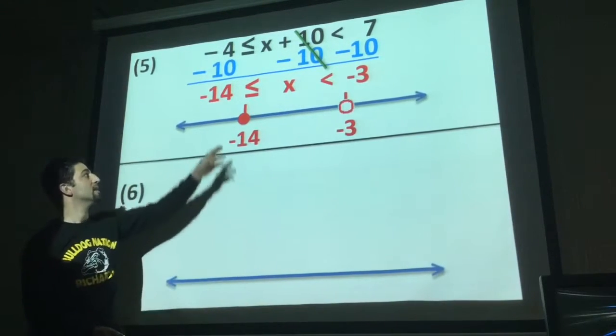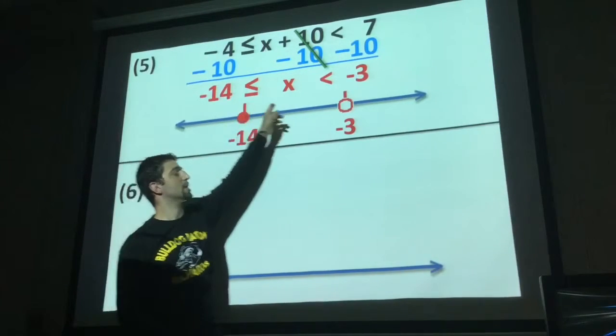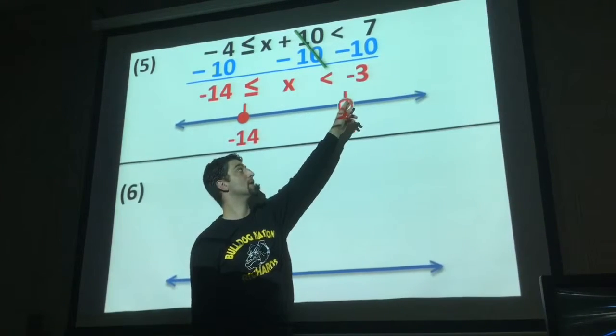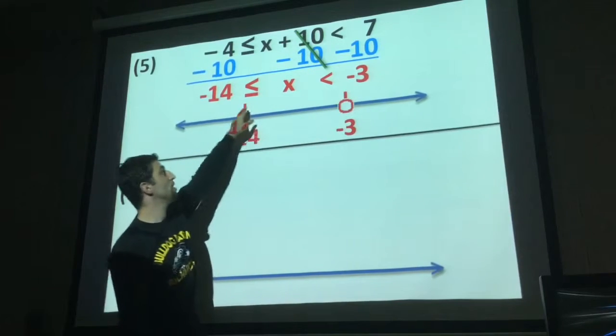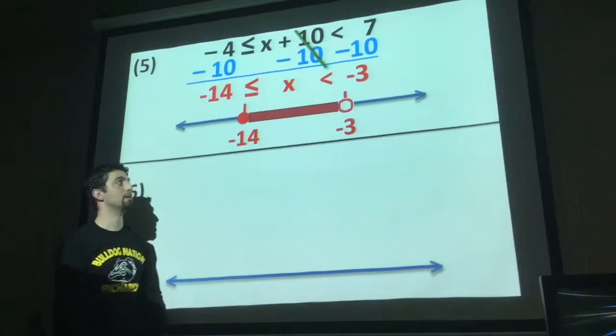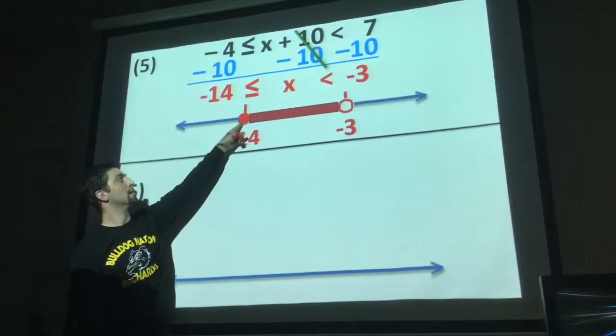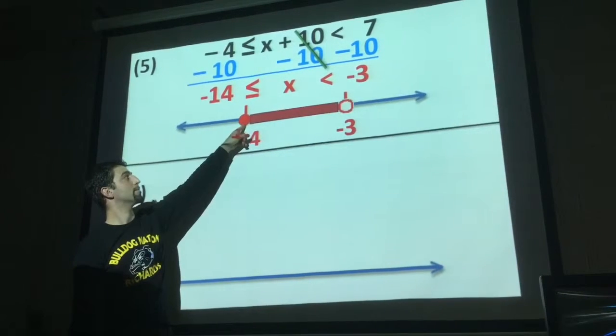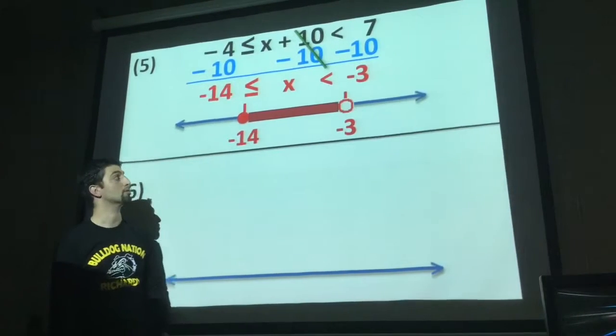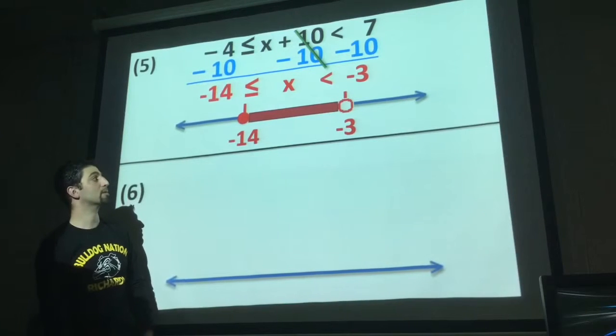Okay? All right? This one is going to go up and to the right. This one's going to go up and to the left. So the overlap is going to be right in the middle. And then over here we have the closed circle, so that one's also included. Okay? Hopefully you got that one correct.